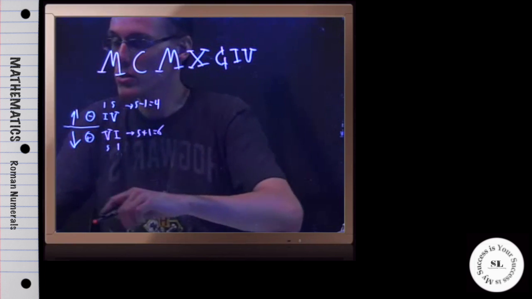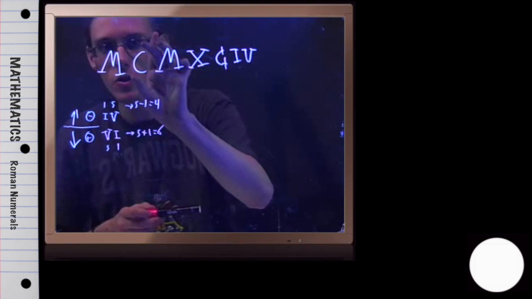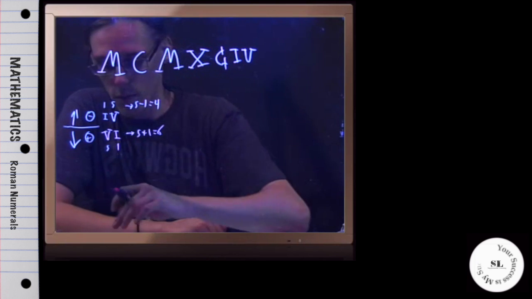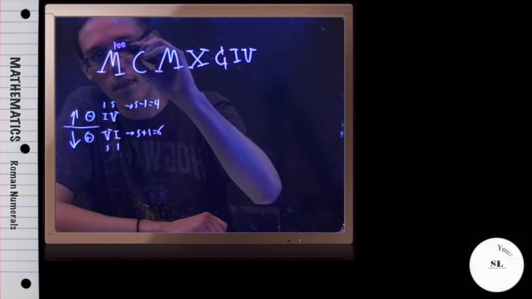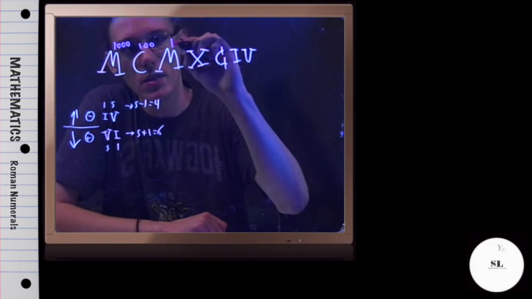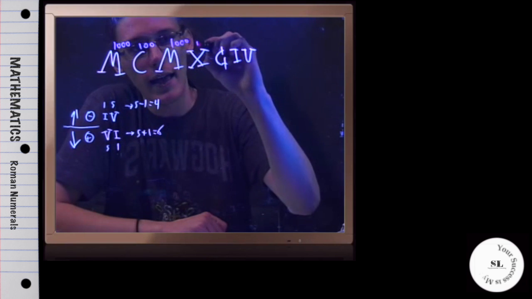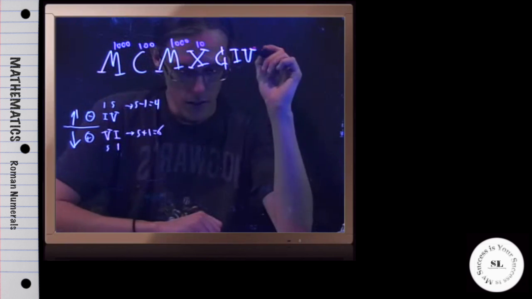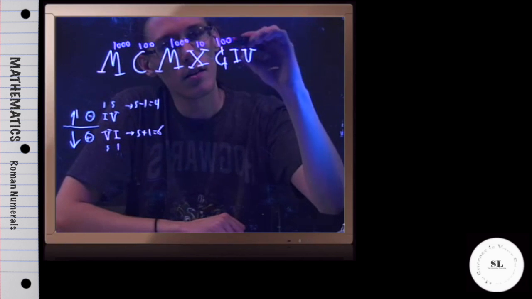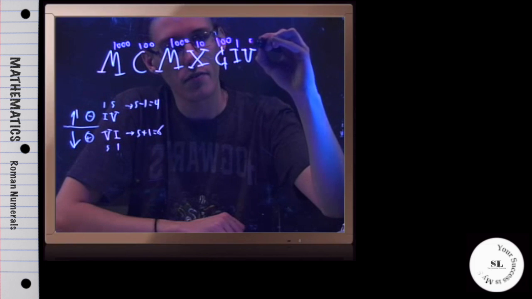So first, let's go through and label individually what the values of each symbol is. So M represents 1,000. C represents 100. M is 1,000. X is 10. C is 100. I is 1. And V is 5.